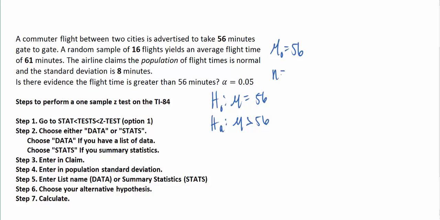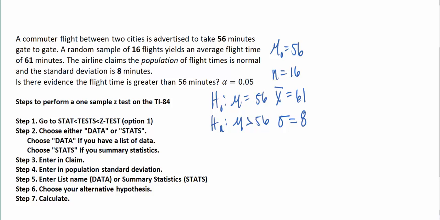Our sample size is equal to 16, our sample mean is equal to 61, and our population standard deviation is equal to 8 minutes. So make sure that you can pull out all the information from the problem first. Writing it down makes it really helpful to enter it into the calculator.